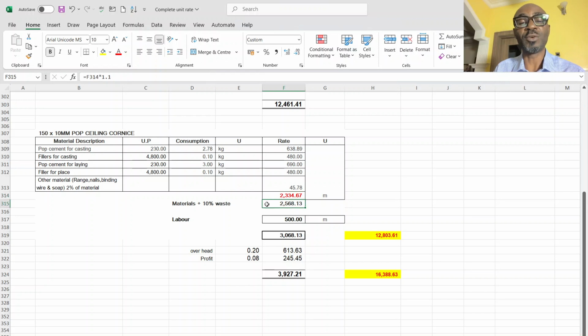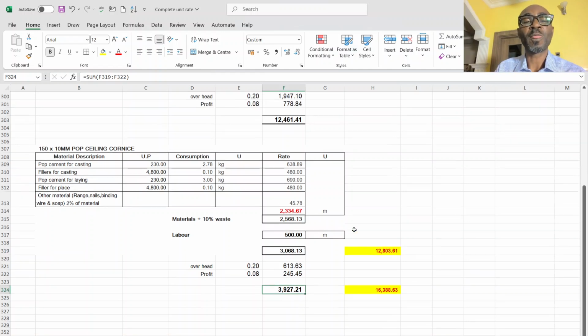2,334. You add your percentage of waste, it brings you to 2,568. You have 500 for fixing per linear meter. You add the two prices, labor and material, gives you 3,668 naira. Your markup brings you to 3,900.